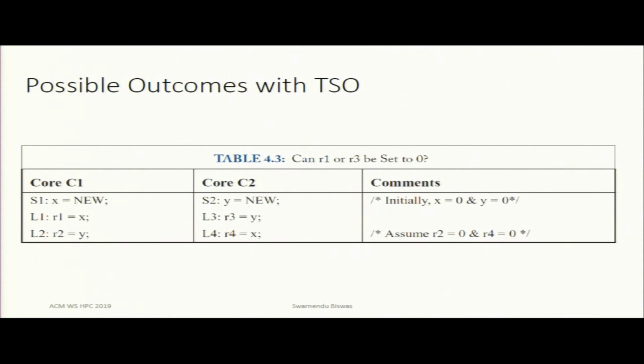The notation is that X and Y are shared memory locations. R1, R2 are like local variables or registers, right? Initially, X and Y are 0, and we are assuming that R2 is 0 and R4 is 0. The question is, can R1 or R3 be set to 0 in TSO?